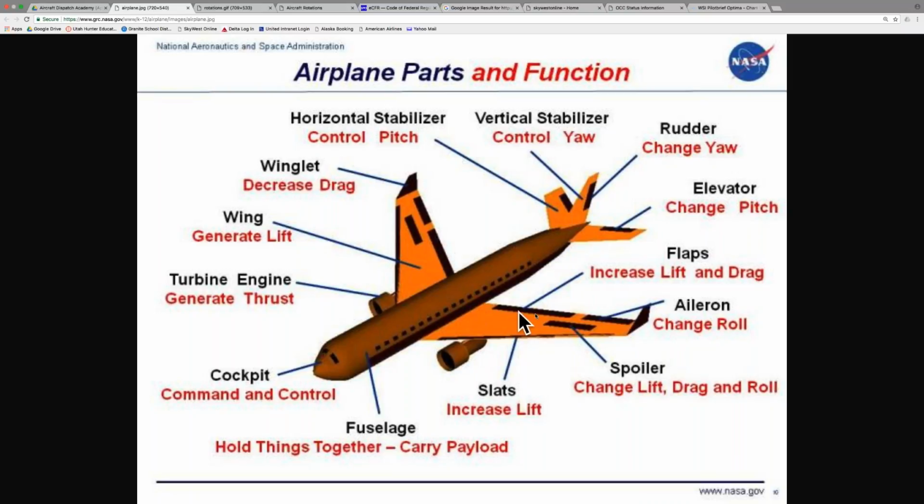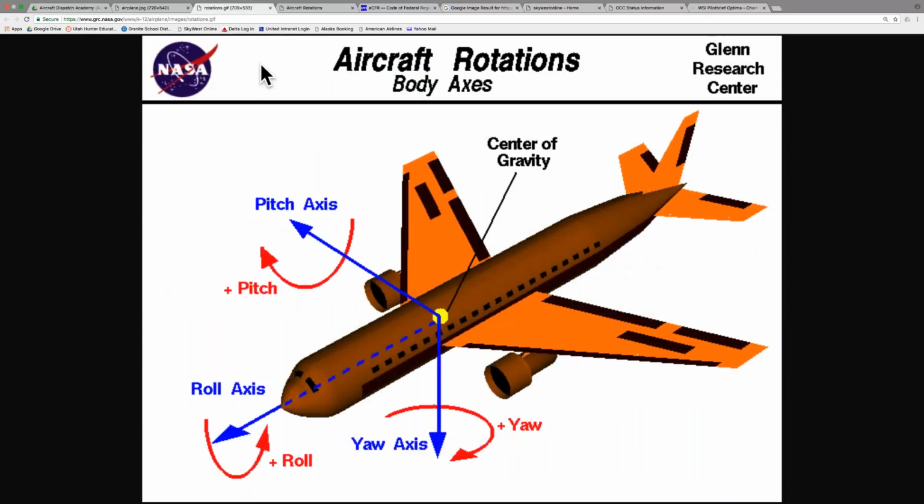You also have the flaps. These flaps here, we're going to talk about later. They're not part of that primary control system.